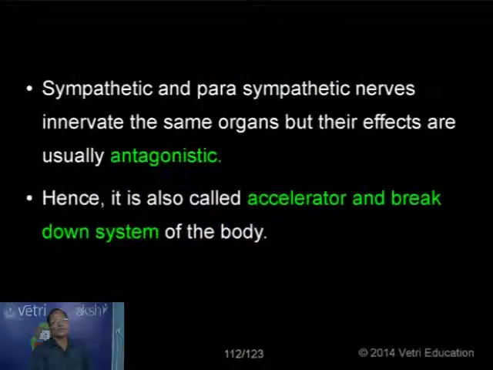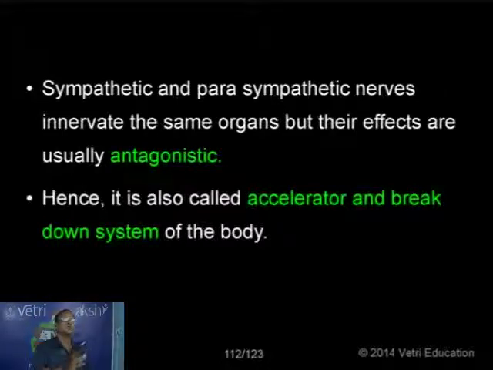Normally both the sympathetic and parasympathetic nerves innervate the same organs, but their function is antagonistic. They work in an opposite way. For example, in the eye, one dilates the pupil and the other constricts the pupil. One stimulates the secretion of gastric juice, another one suppresses the secretion of gastric juice. So both innervate the same organs, but their effect is antagonistic, working in an opposite manner. That is why there is a nickname for them together, the autonomous nervous system.